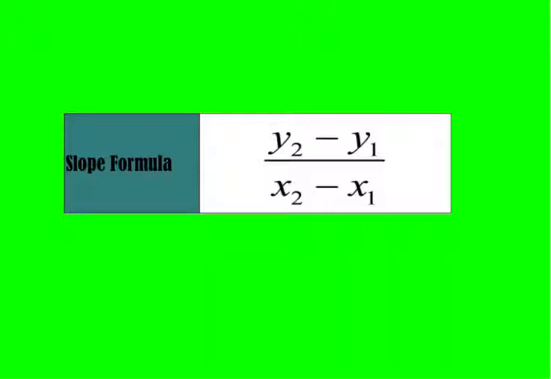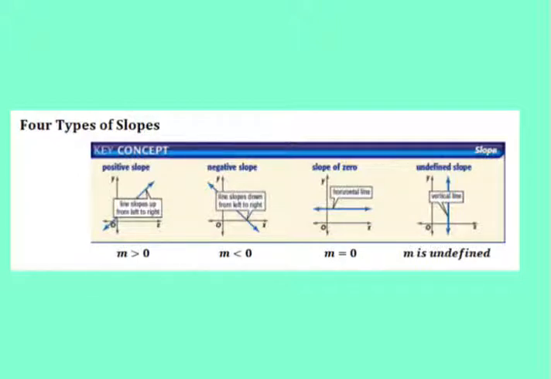But before we do that, we need to look at the different types of slopes. The first one is a positive slope. A slope is positive if the number you calculate is a positive number, it's going to be a line going upwards. If the line is going down, that means it's a negative slope. That means the number you calculated for the slope is going to be negative.